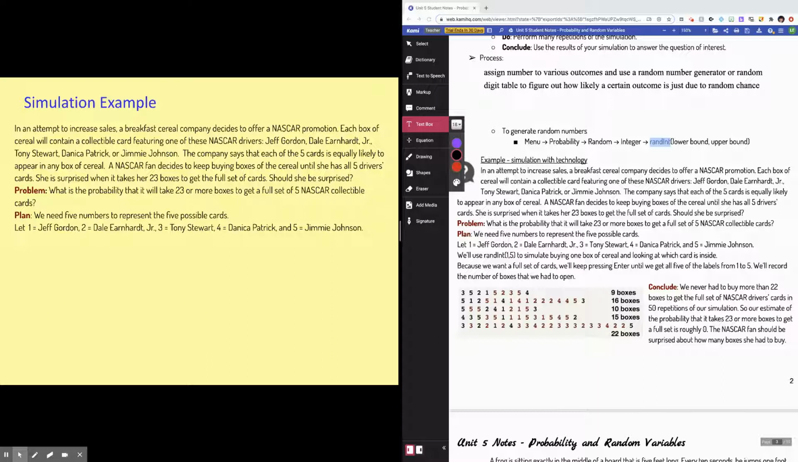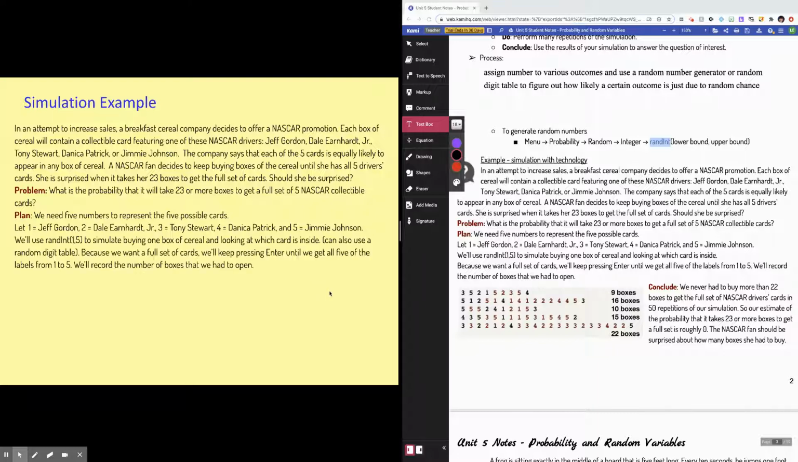We've bought 3 boxes of cereal, and I only have the Dale Earnhardt card and the Jimmy Johnson card because I've got a duplicate. I'm going to discard the duplicates. I don't really care, I just want one of each. So we're going to use a random number generator to generate random integers from 1 to 5, where each number represents a unique card. We want the full set of cards.